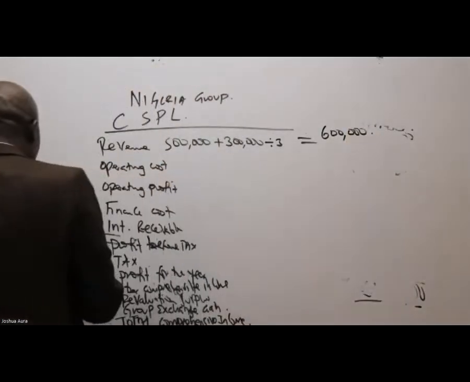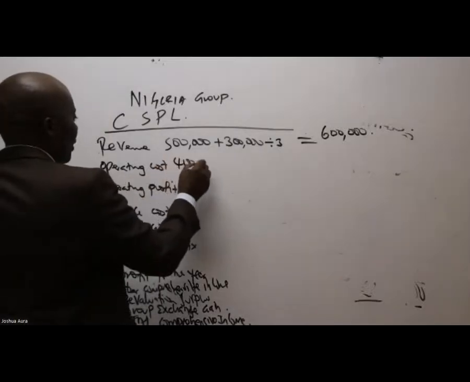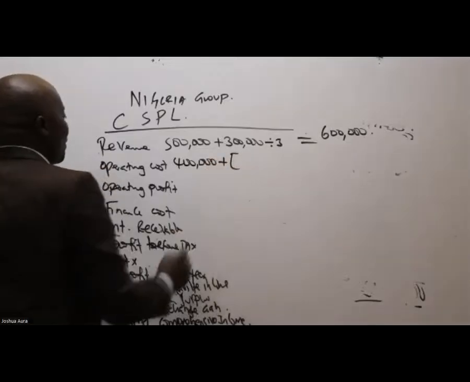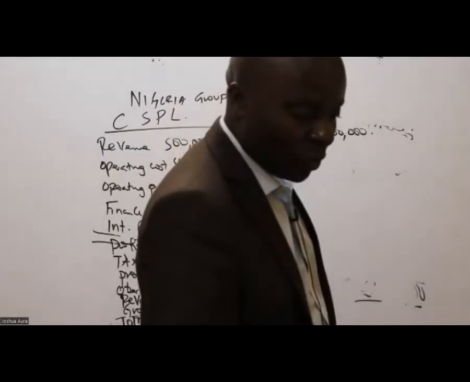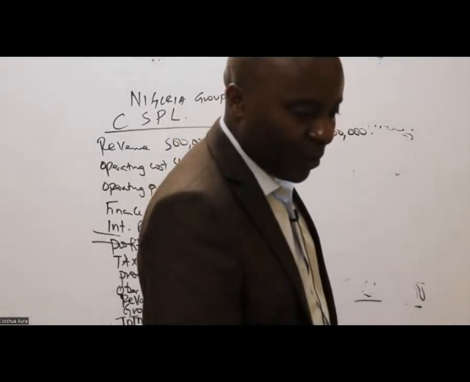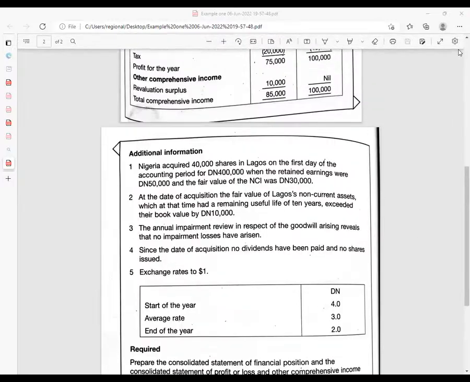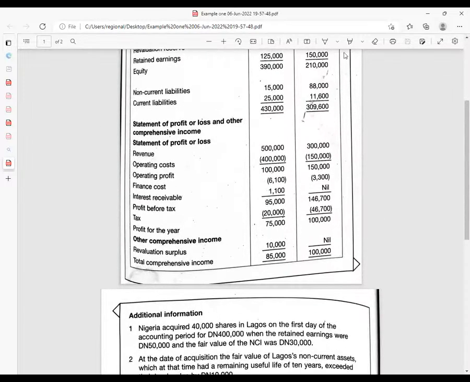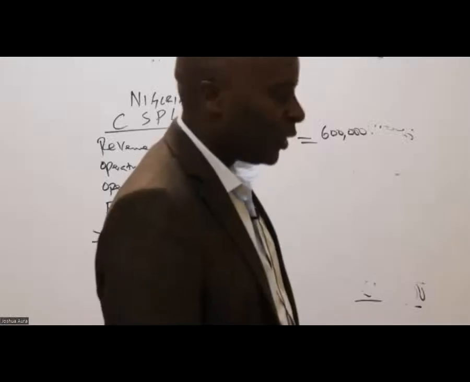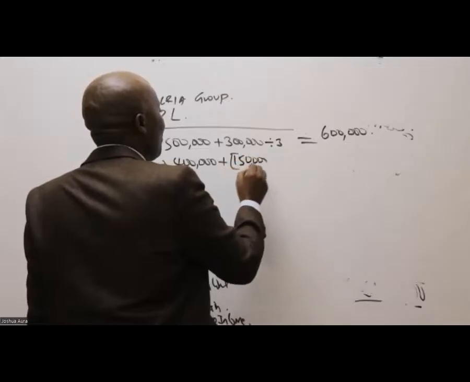So operating cost, what do I see there? Operating cost, I will take 400,000 plus operating cost of the subsidiary. Wamekupatia hapa. Operating cost of the subsidiary, you can see it's 150,000 DNs.